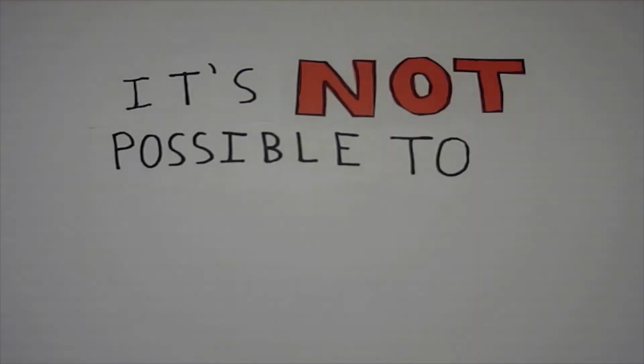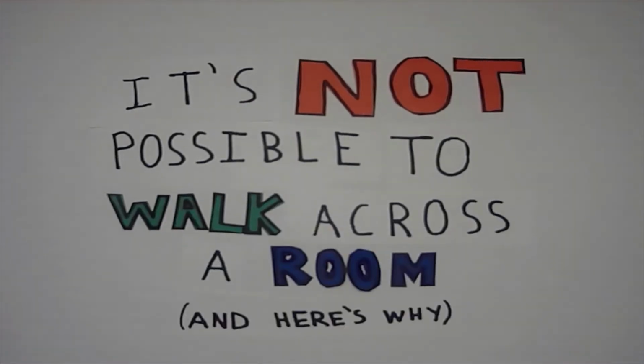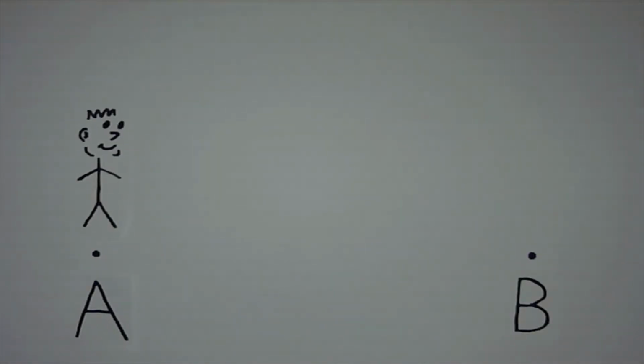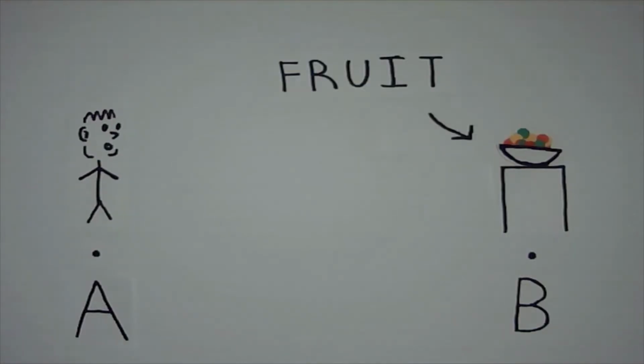It's not possible to walk across a room. And here's why. Let's say this is you at point A, and you want to walk over here to point B to eat a healthy bowl of fruit.